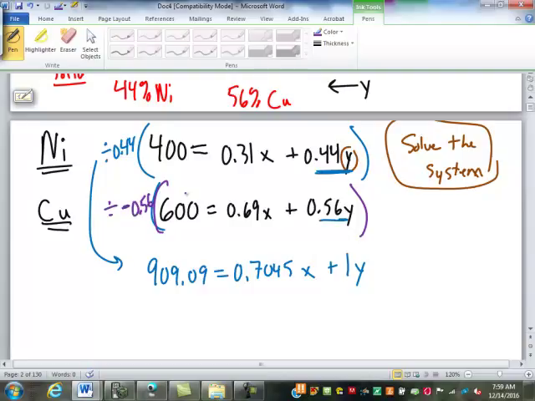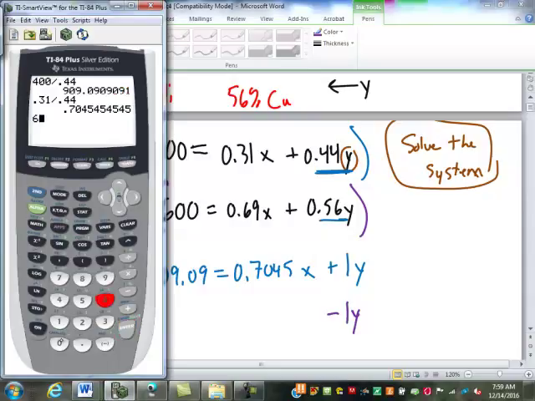Why am I doing that? I want this to be a negative 1. That's why here. 0.56 divided by negative 0.56 is a negative 1. I want it to be a positive 1 and a negative 1, so when I add them, they cancel out. So 600 divided by 0.56, actually negative 0.56, is going to be a negative 1071.43.